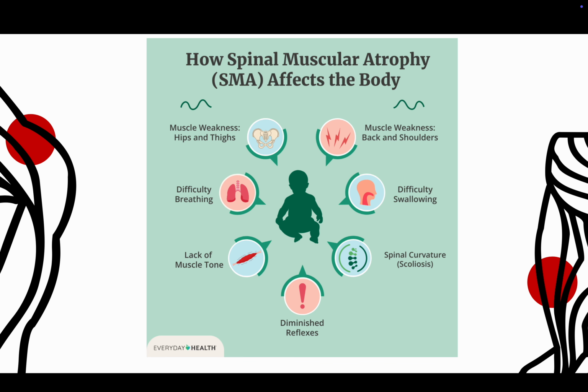This slide shows the overall effects of spinal muscular atrophy. You have your muscle weakness in your hips and thighs, difficulty breathing, lack of muscle tone, diminished reflex, spinal curvature, which is scoliosis, difficulty swallowing, and your muscle weakness in your back and shoulders.